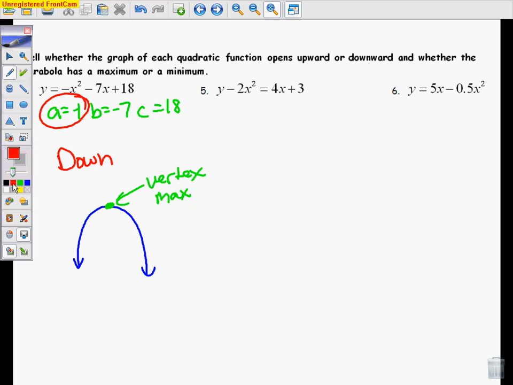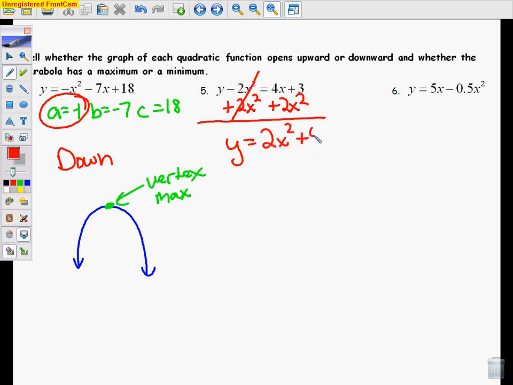Let's go to number 5. Once again, you always want to make sure your quadratic function is in standard form first. So we're going to add 2x squared to both sides to get that y alone. That leaves us with y equals positive 2x squared plus 4x plus 3. Here we see that a is 2, b is 4, and c is 3. Once again, all we're worrying about really is the value of a. Because a is positive, our parabola opens up.